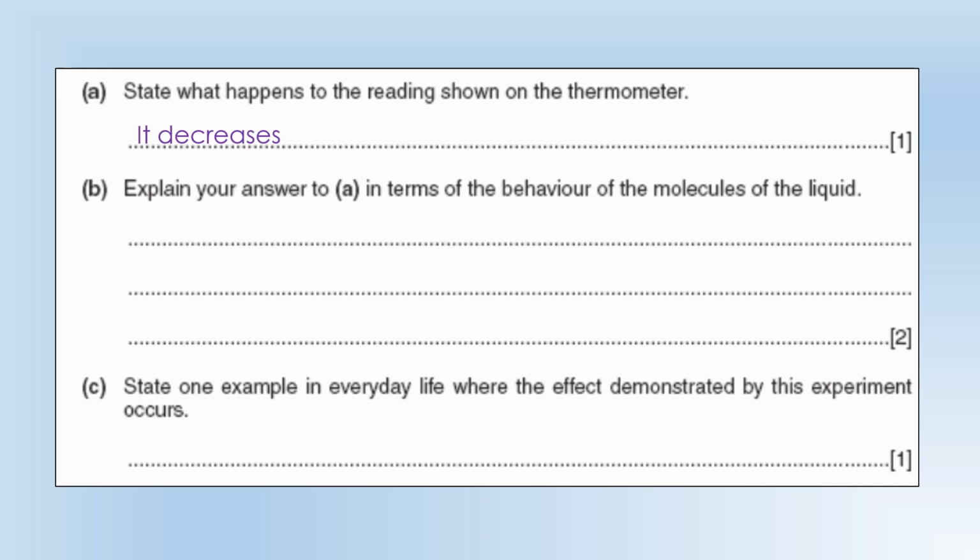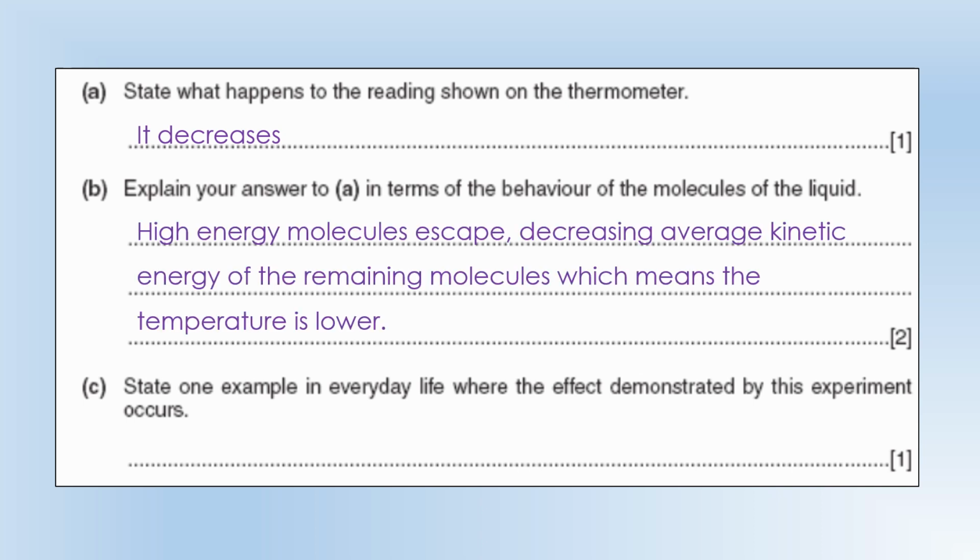Explain your answer in terms of the behavior of the molecules. Well, if the high energy molecules escape, that's going to decrease the average kinetic energy of the remaining molecules, which means the temperature is lower. Because remember, temperature is a measure of the average kinetic energy of the molecules.